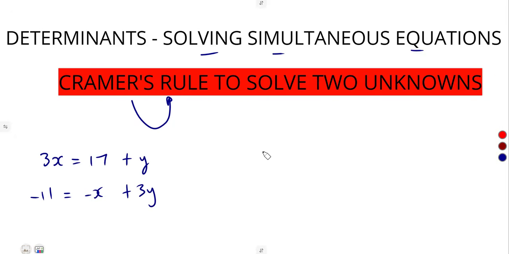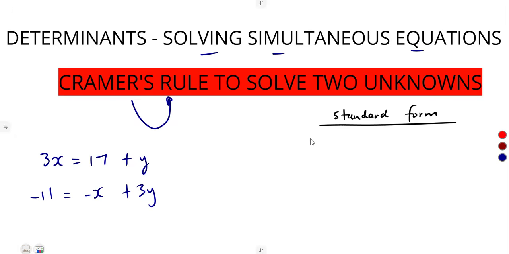The most important thing is that when solving simultaneous equations, depending on the method that you are to use, the order is very, very important. When I say the order, I'm referring to the standard form of how these equations must be presented. The standard form is a way of presenting our simultaneous equations.